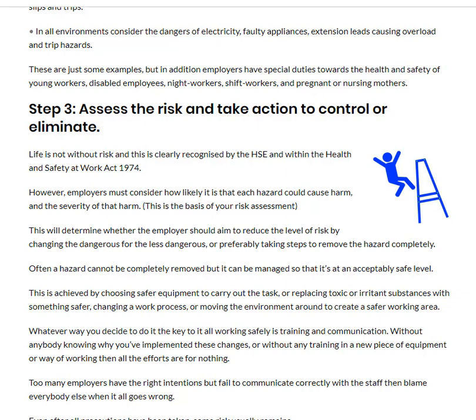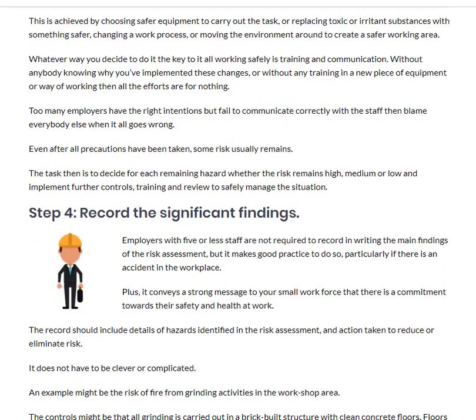Whatever way you decide to do it, the key to it all working safely is training and communication. Without anybody knowing why you've implemented these changes, or without any training in a new piece of equipment or way of working, then all the efforts are for nothing. Too many employers have the right intentions, but fail to communicate correctly with their staff, then blame everybody else when it all goes wrong. Even after all precautions have been taken, some risks usually remain. The task then is to decide for each remaining hazard whether the risk remains high, medium or low, and implement further controls, training and review to safely manage the situation.